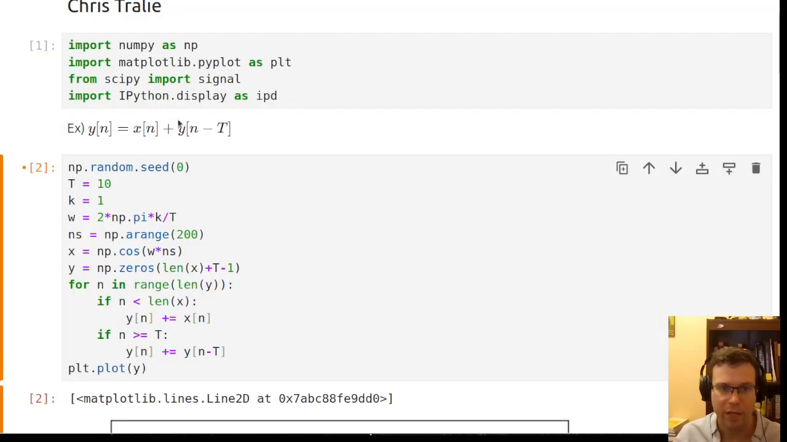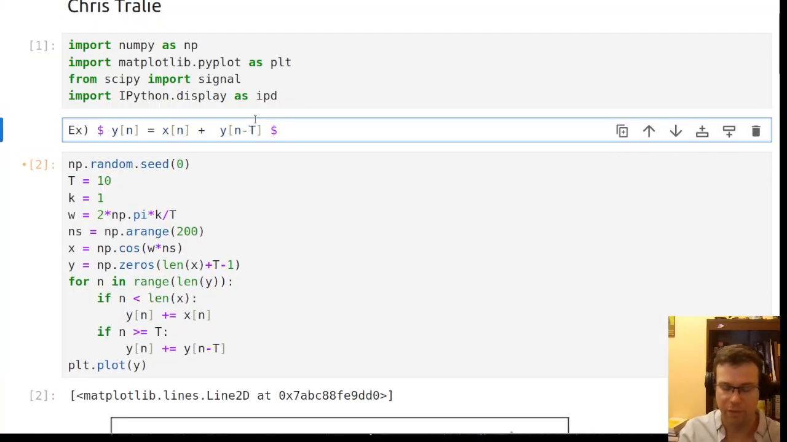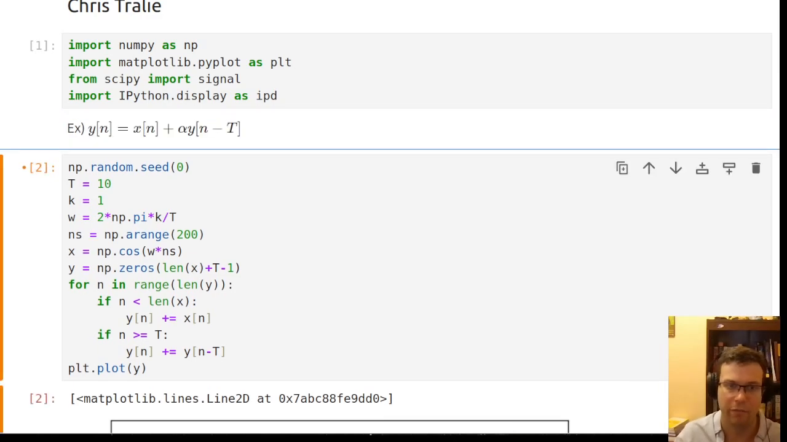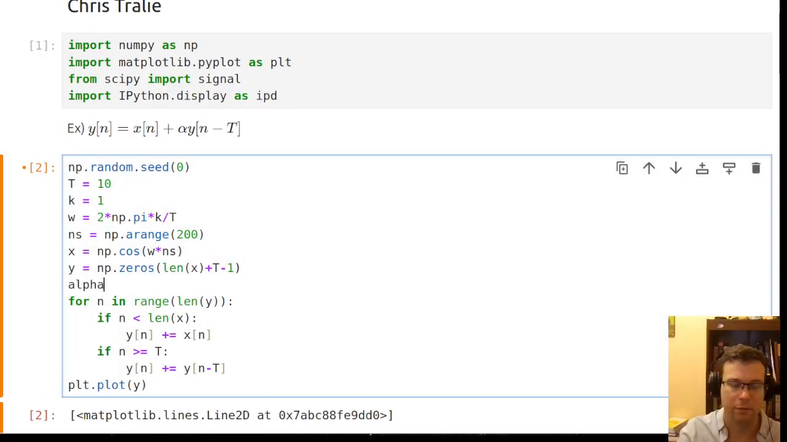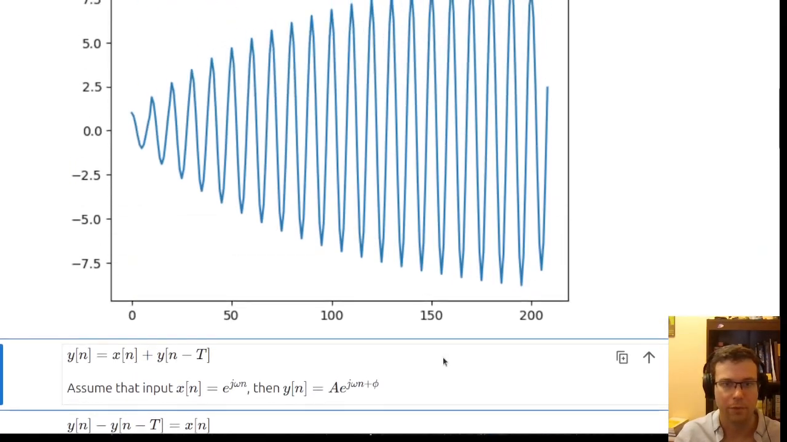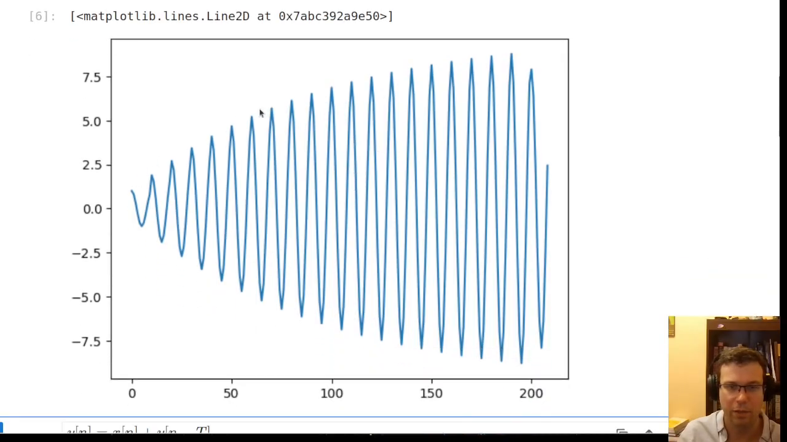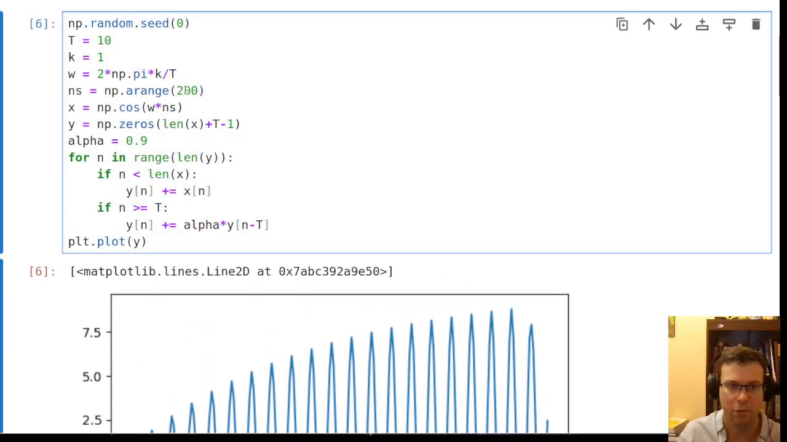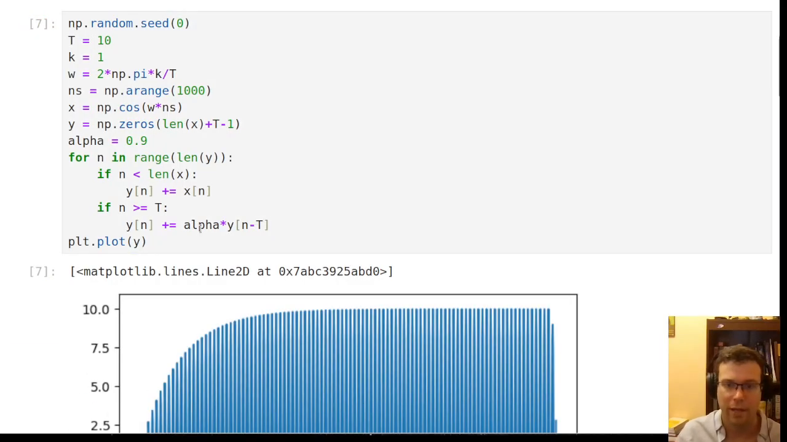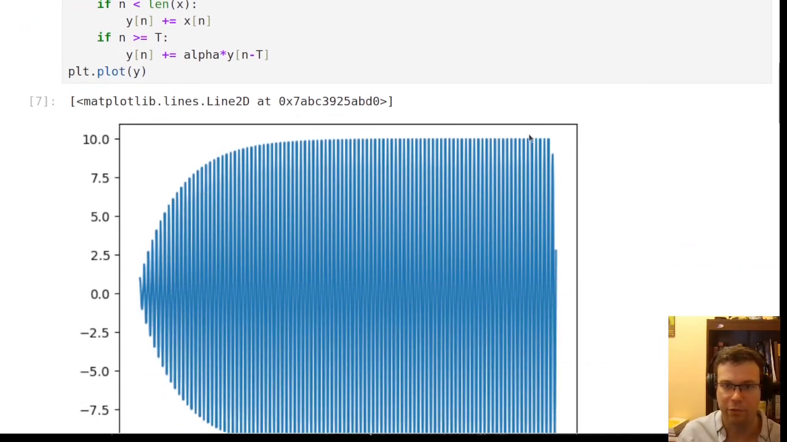Okay, but if I jump back to this equation and I modify it a little bit, so instead of adding y of n minus t, I actually add alpha times y of n minus t. And I'll update that here as well. So maybe I'll say alpha is 0.9 here. Let's look at the result. And so here, I actually seem to be converging to something. If I let this go a little bit longer, you'll see that it kind of levels off at an amplitude of 10.